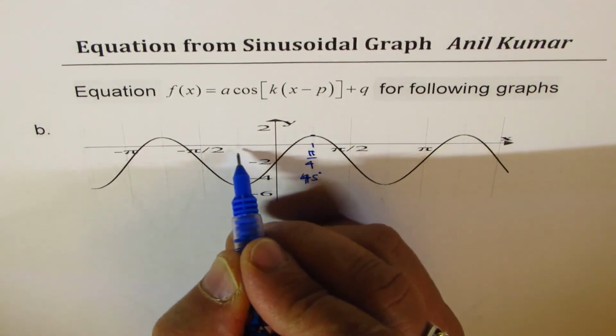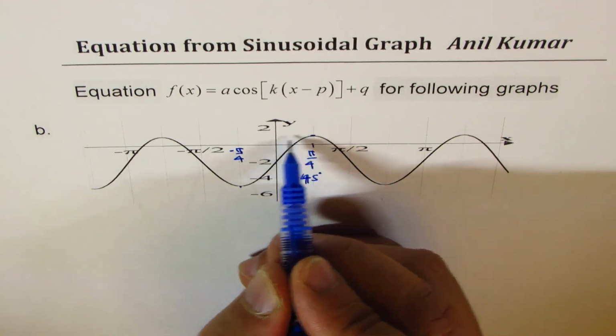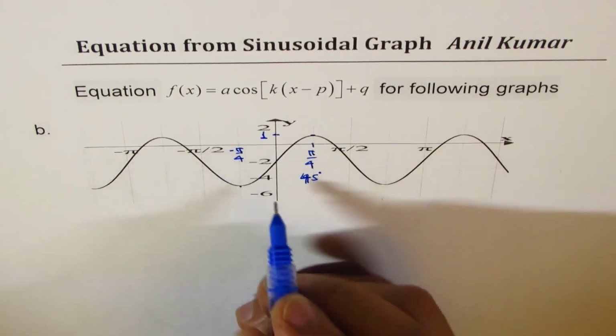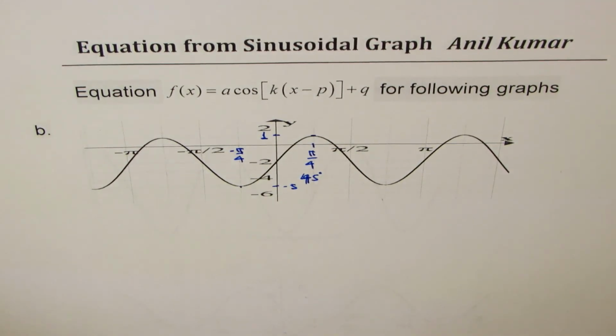The minimum is at minus pi by 4. The maximum value I can read as 1. The minimum value is minus 5. Correct. What is the time period?